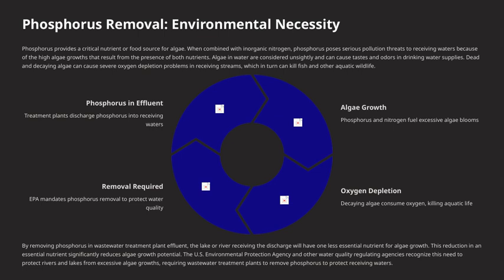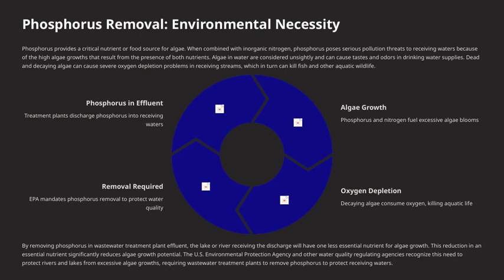More concerning is what happens when algae die and decay. This process can lead to severe oxygen depletion in streams and lakes, which can be devastating, killing fish and other aquatic wildlife. Now, when treatment plants discharge phosphorus into receiving waters, it adds to this problem. The combination of phosphorus and nitrogen fuels those massive algae blooms we're all familiar with. These blooms, besides being unsightly and smelly, can cause serious oxygen depletion when the algae die off and decay, leading to the death of aquatic life.